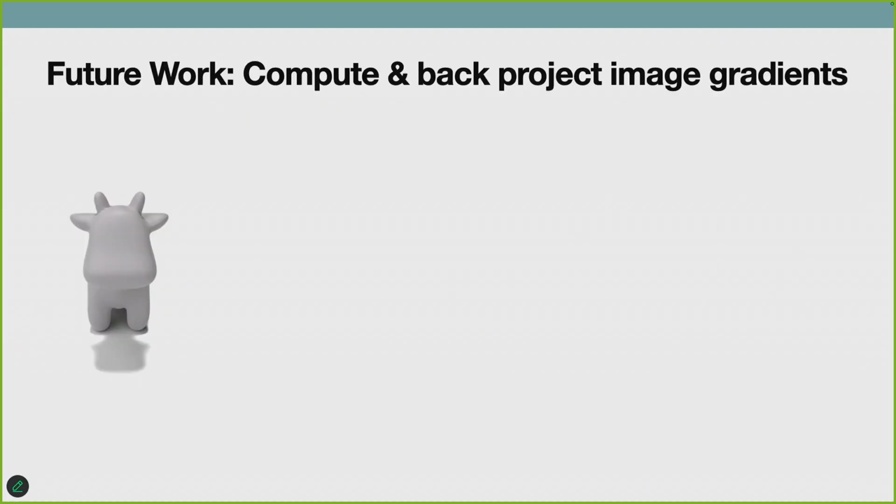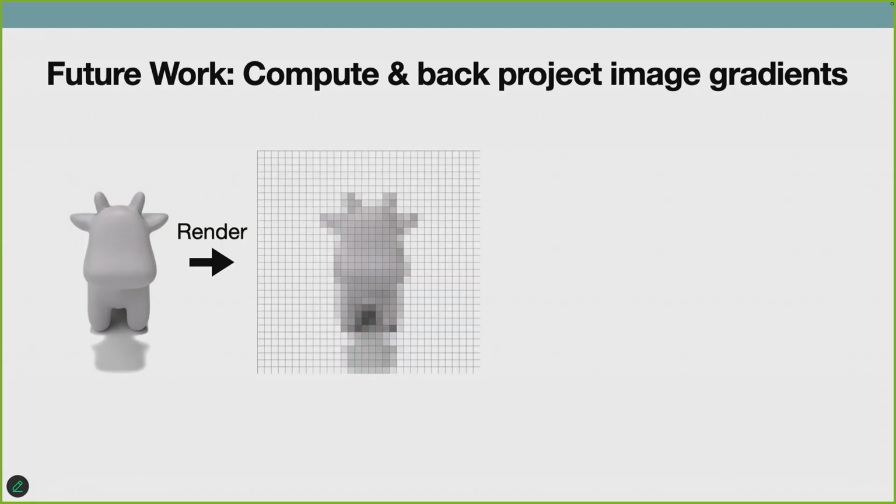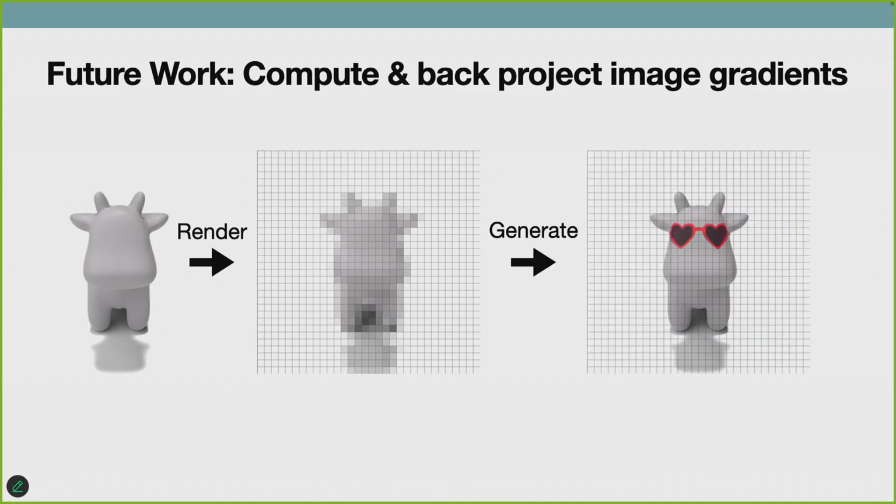So let's see. Let's take, for example, this render of Spot. And let's say we took this render and we used some generative model to edit this image, in this case, putting sunglasses on Spot.